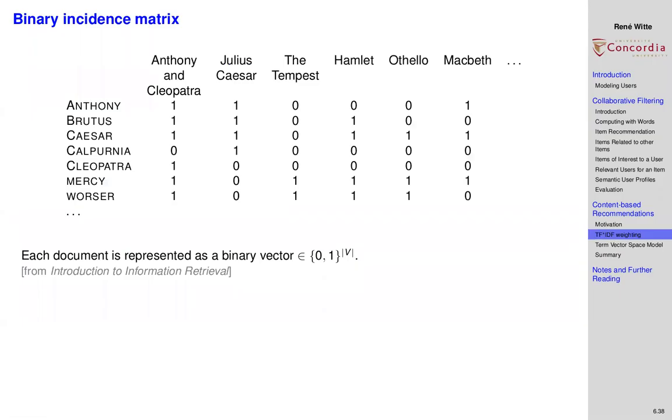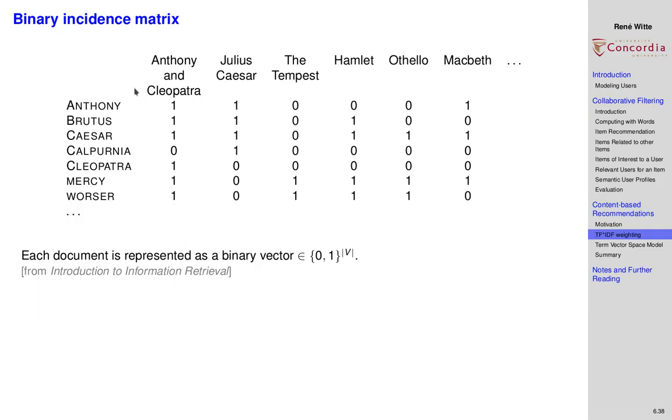So let's look at how we can index documents. And in this example, we're going to index all the works by Shakespeare. So we have all the different plays, Anthony and Cleopatra, Julius Caesar, The Tempest, Hamlet, Othello, Macbeth. And then here we look at all the words that appear across all these different books. So this is our vocabulary. So we have the list of all words appearing across all the different books. So a couple of thousands of different words.